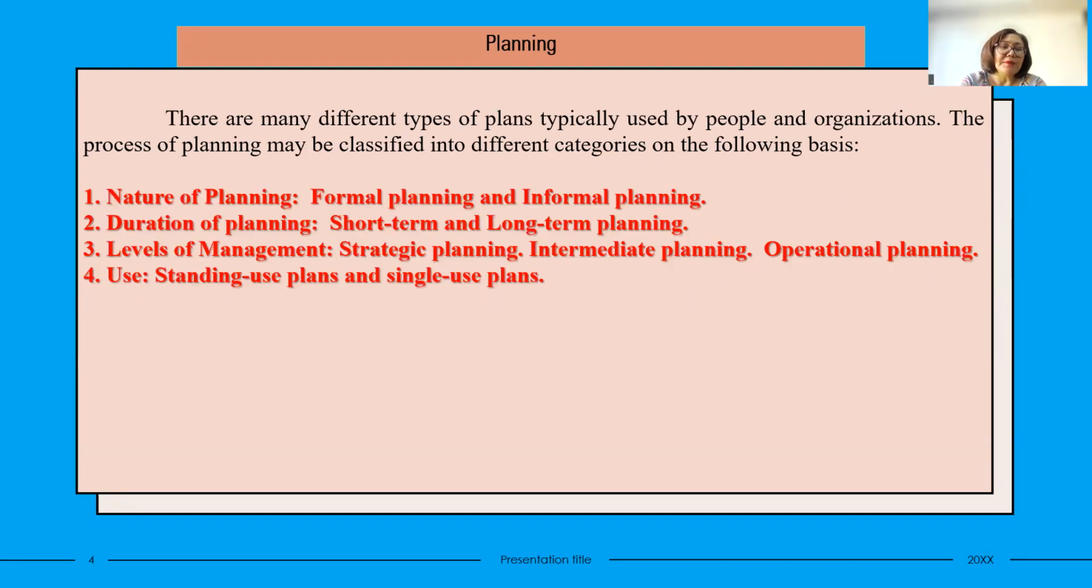There are many different types of plans typically used by people and organizations, and we can classify them on the following basis. The first, by nature of planning. Here we include formal planning and informal planning. Duration of planning: short-term and long-term planning. Levels of management: strategic planning, intermediate planning, operational planning. And the fourth category is standing-use plans and single-use plans.